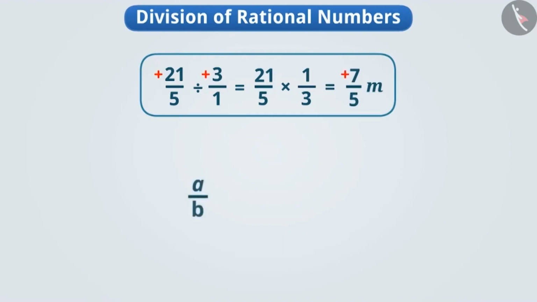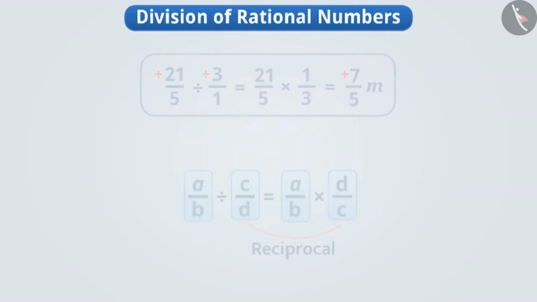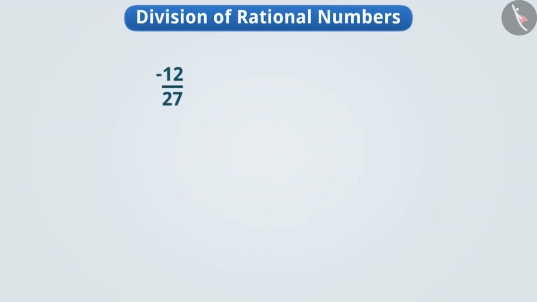So now you know that when dividing a rational number by another rational number, we keep the rational number that is being divided as it is and multiply it by the inverse of the number that is dividing it. A by B divided by C by D is equal to A by B into D by C. Let us understand this with another example. Suppose we have to divide minus 12 by 27 by 6 by 33.